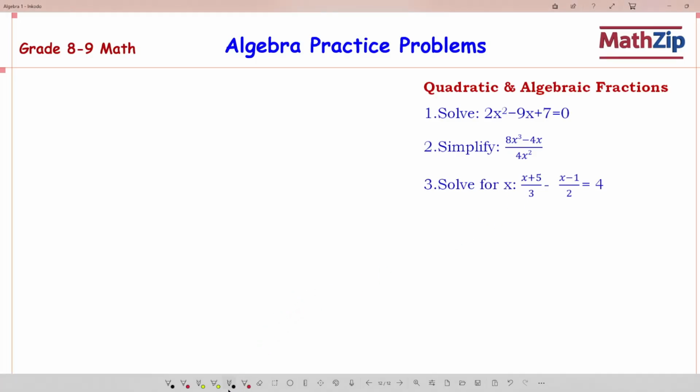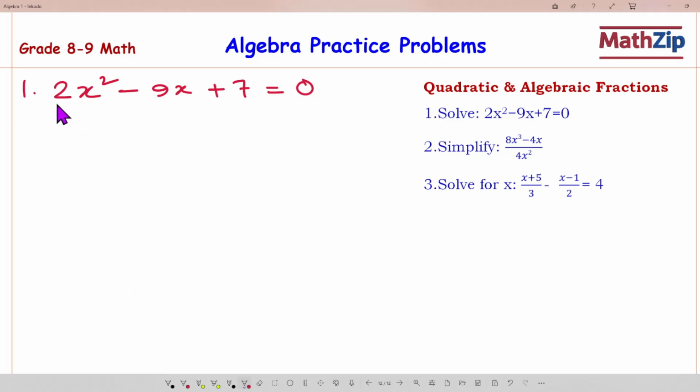We are going to solve these three math problems based on quadratic and algebraic fractions. Number 1. Solve 2x² − 9x + 7 = 0.